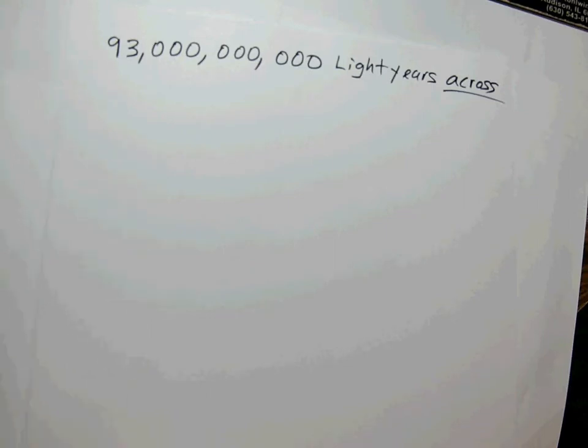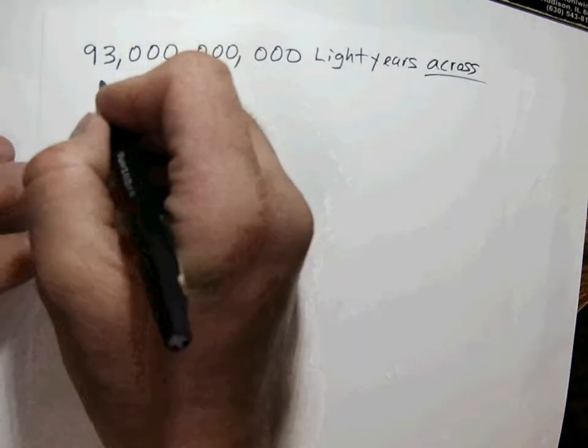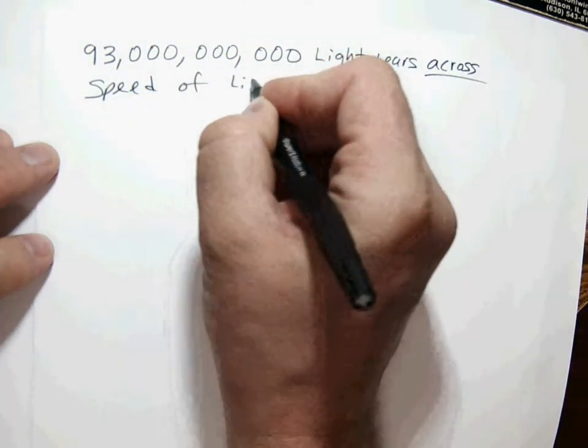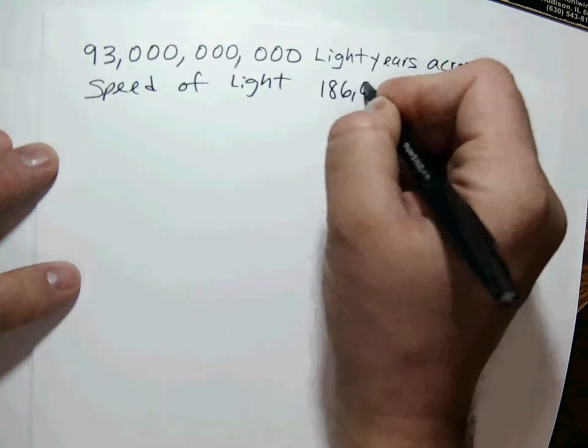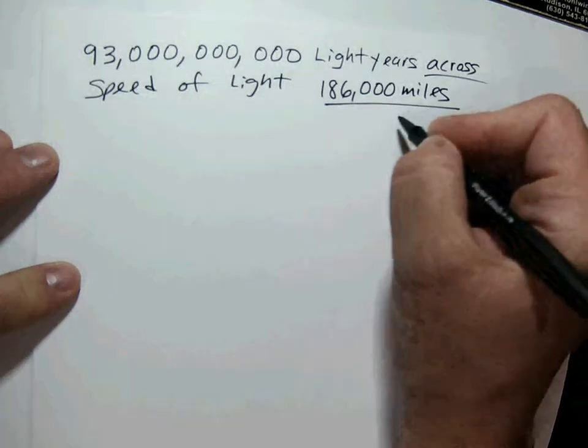That's a light year. So if we know the speed of light, we can calculate how many miles a light year is, and then we can figure out how many miles 93 billion light years is. We do need one more piece of information that you may not have at your fingertips, and that's the speed of light. That speed of light is 186,000 miles per second.